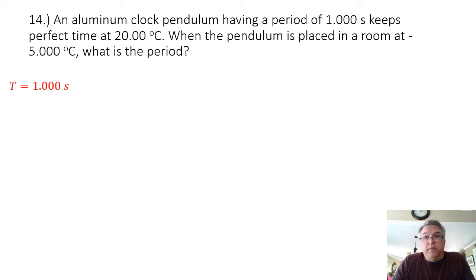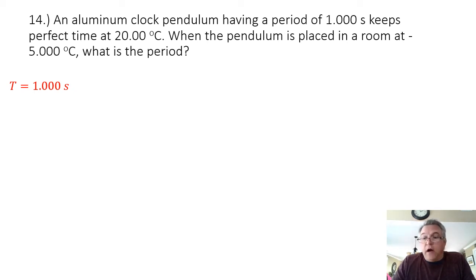Because the pendulum is made out of aluminum, when we move it into a room at -5 degrees Celsius, because of the temperature change, the pendulum is going to contract. And we know that the period of a pendulum is determined by the length of the pendulum. So when the pendulum contracts, that's going to affect the period. So this now becomes a linear expansion problem. Yes, we are going back that far.